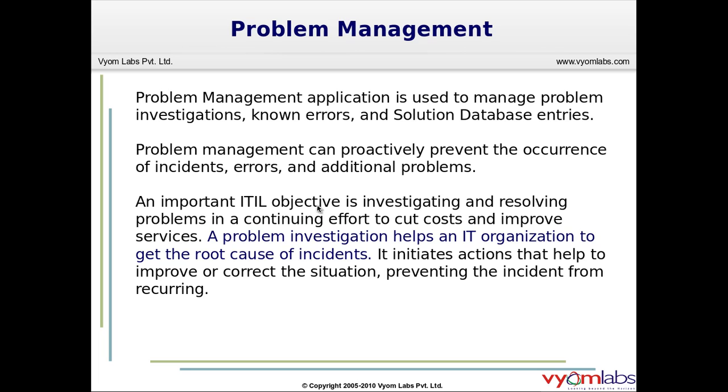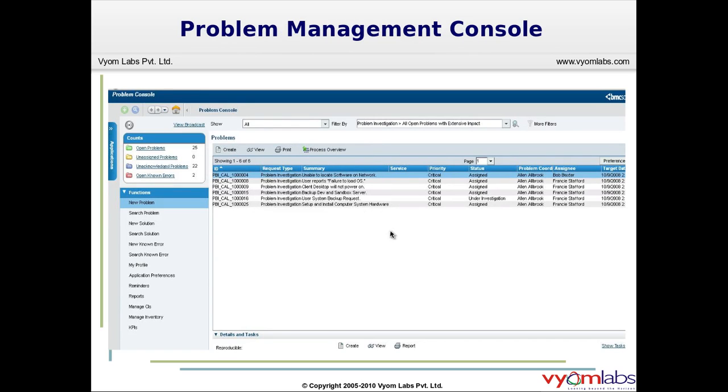Now coming to problem management. Problem management basically deals with a major incident, or reoccurring incidents in an organization. In that case we raise a problem ticket. This is the problem management console. It is similar to the incident management console, except that you will only see problems here. The rest of the functionalities are the same, so we will not discuss them again here.